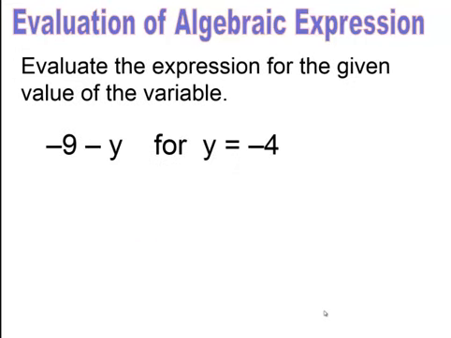Pause and try. So notice here when you plug it in, you're going to get that double negative. That double negative is going to change to a positive, but now you have different signs. With different signs, you have to subtract and keep the sign of the higher number. So in this case, you should have gotten a negative 5 as your solution.